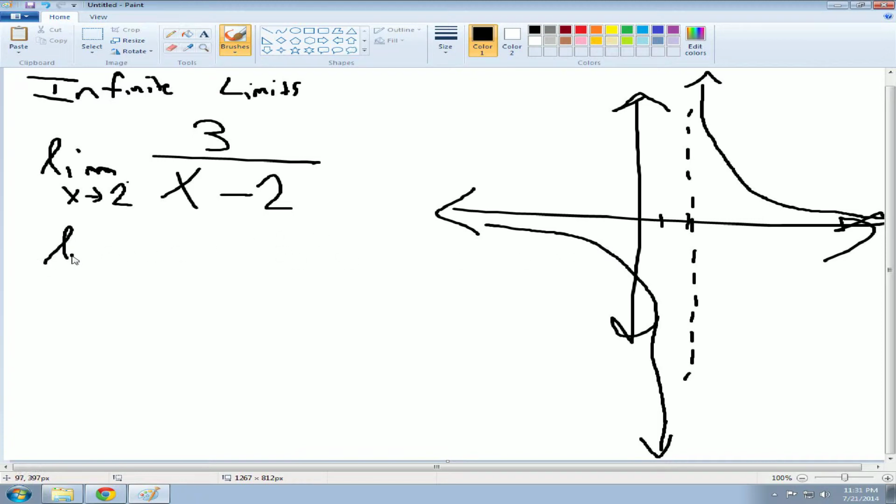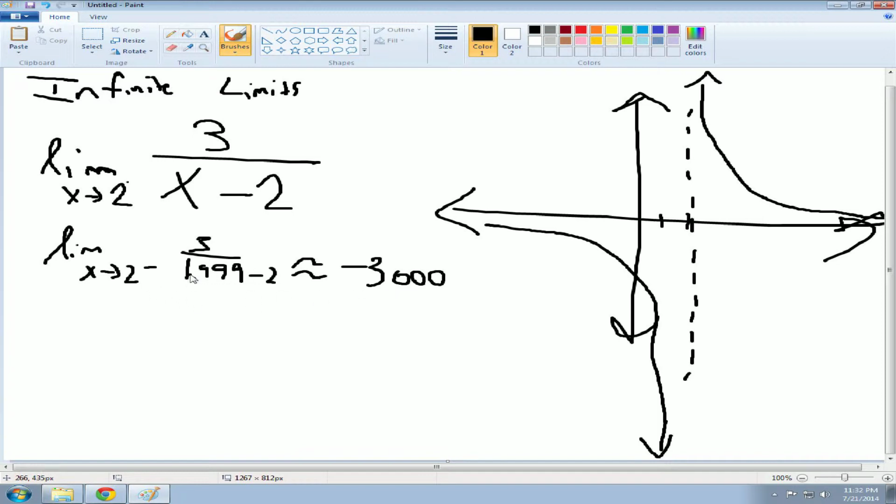So if we split it up into x goes to 2 on the left side, we're going to see 3 over 1.99999 minus 2. On the left side, you have to pick something that's really, really close to 2, but not 2. So 1.999 is to the left of 2 and really close to it. And you get about negative 3,000.